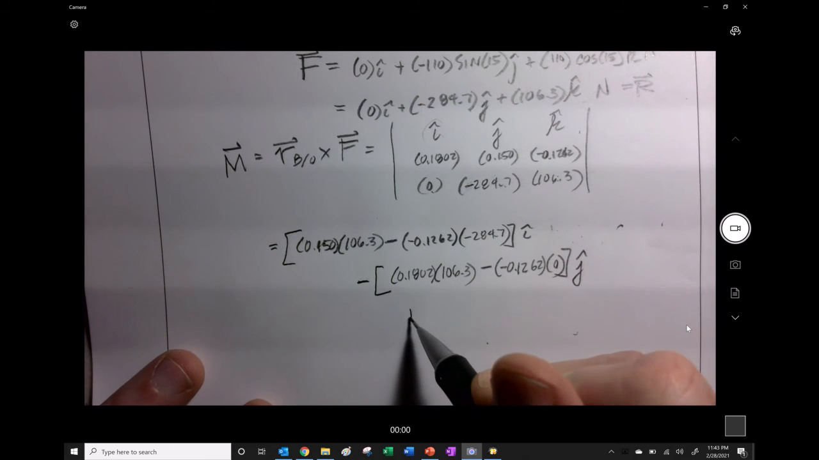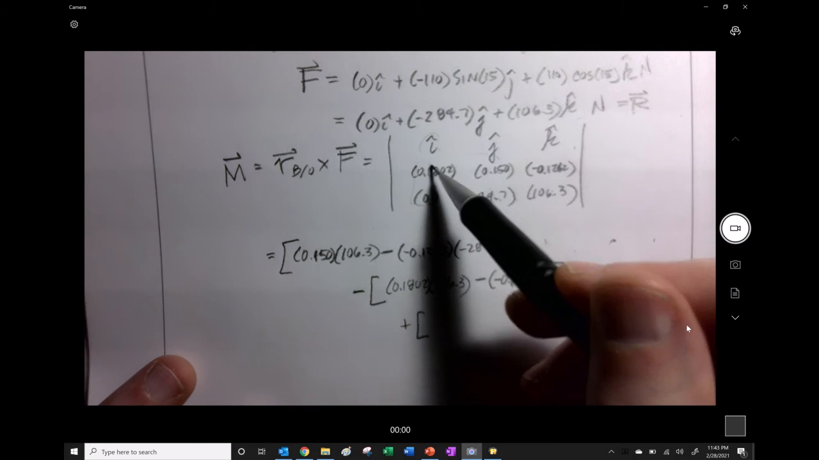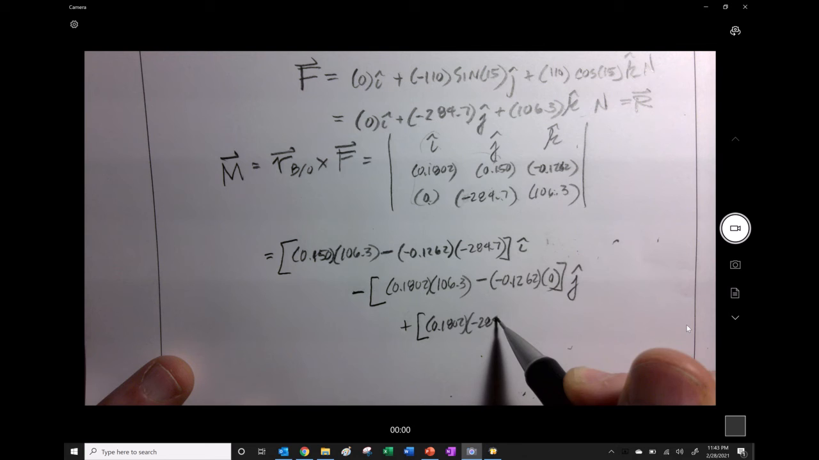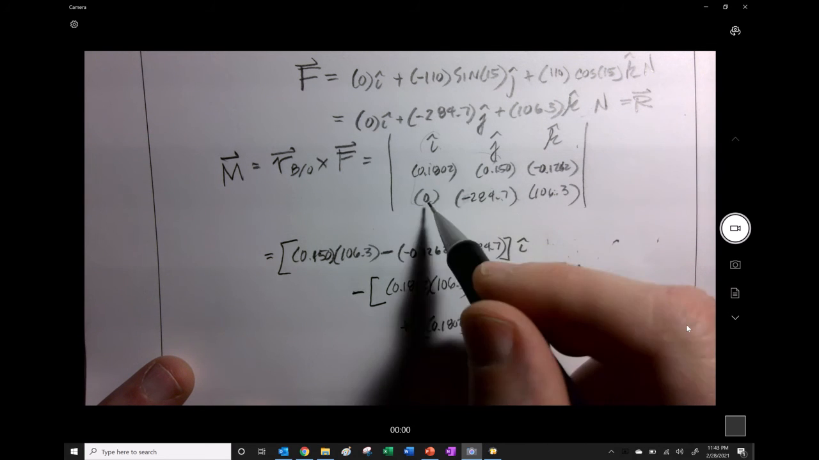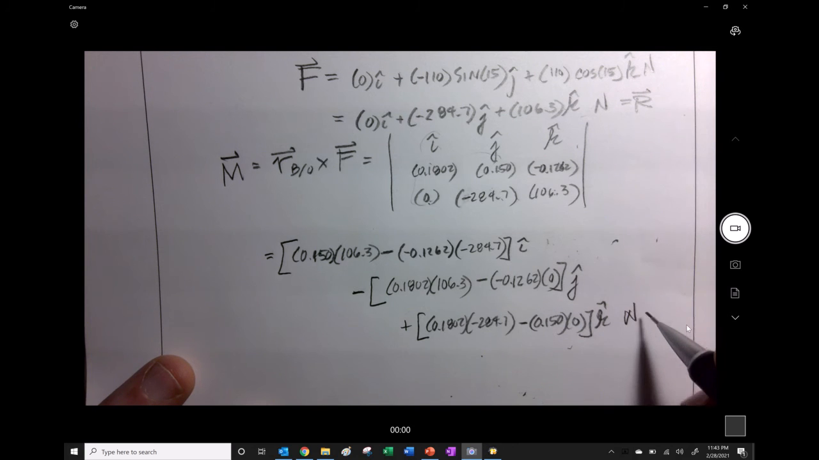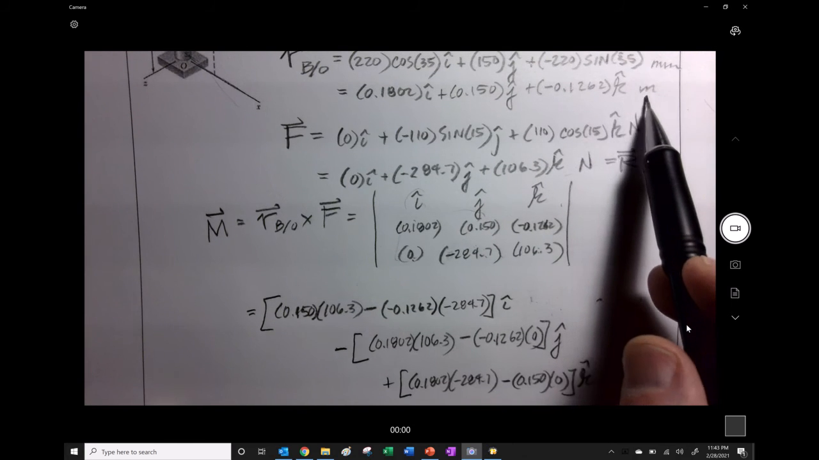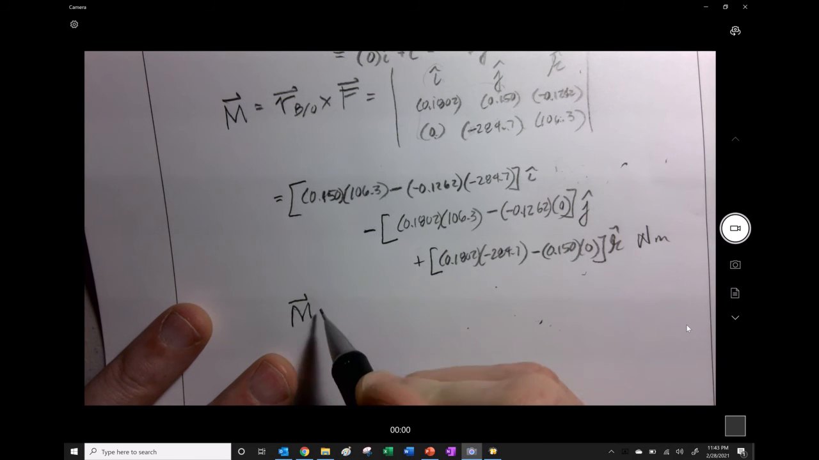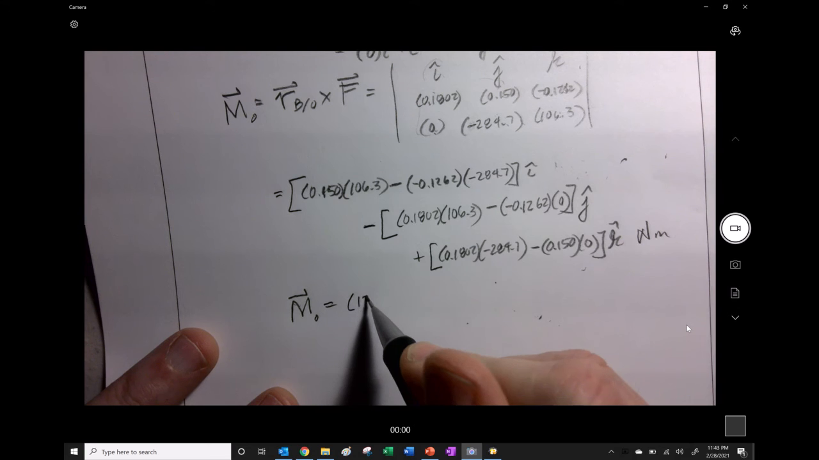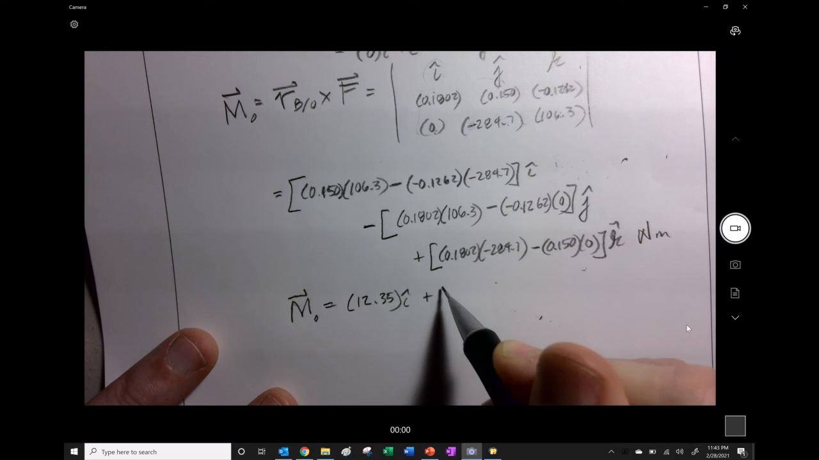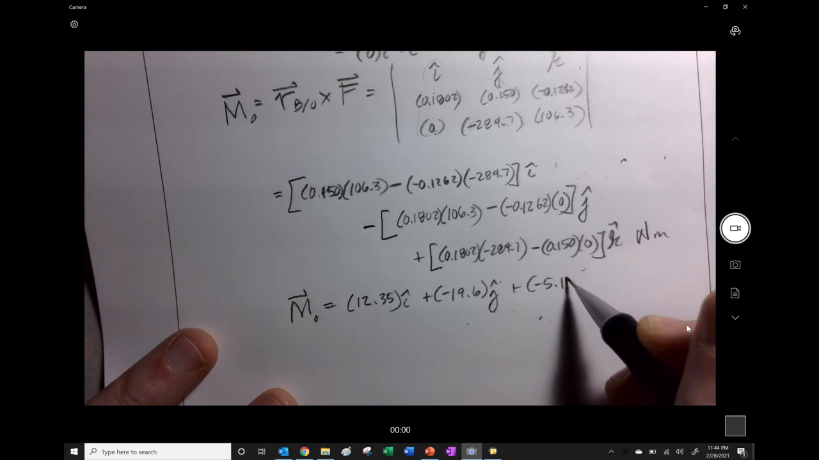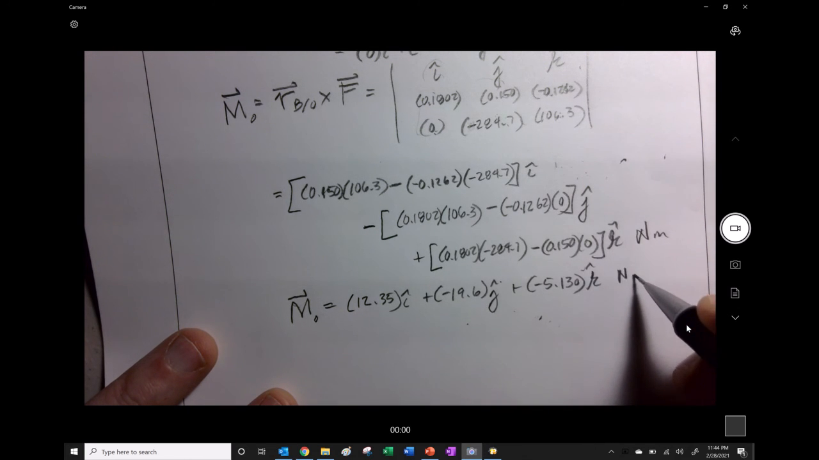That's nice, right? And then lastly, we are going to take the determinant of the K term, crossing those against each other: 0.1802 times negative 284.7 minus, but that's going to go to 0, so it's not going to matter. That's all right, we'll put it down anyway. Then we got K, and these are going to be newton meters, because we turned everything into meters above, so we're at newtons and meters. So we got our M happening at O. I probably should have stuck that O in there somewhere. It ends up with 112.35 I plus negative 19.6 J plus negative 5.130 K, and these are newton meters.